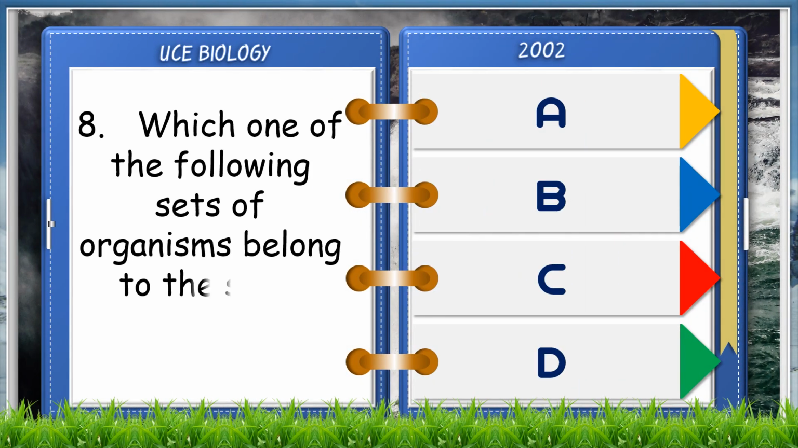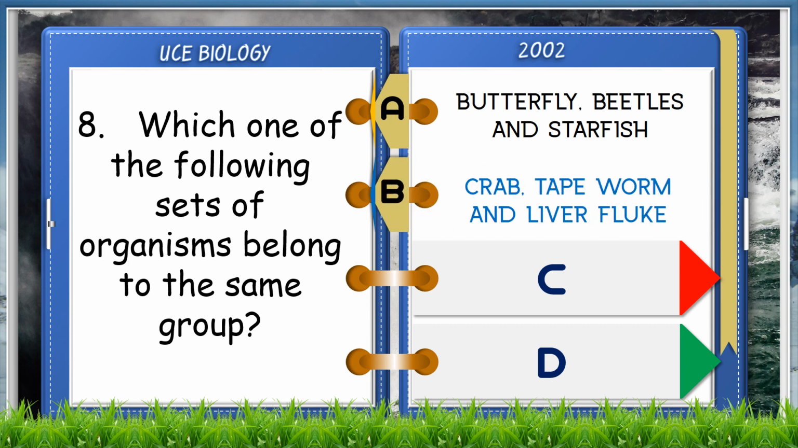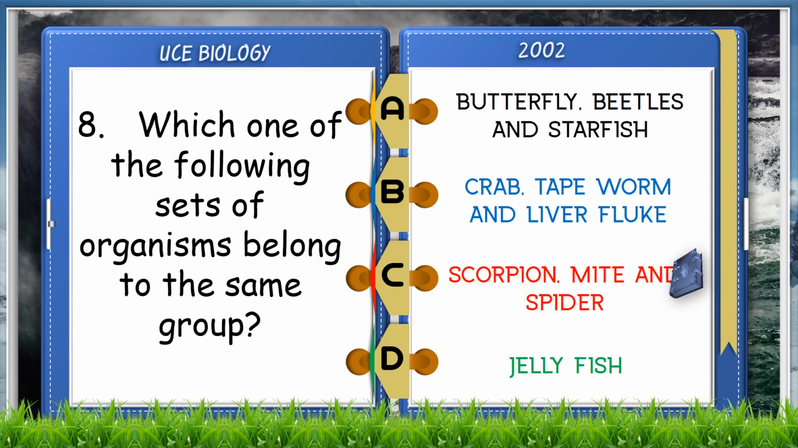Which one of the following sets of organisms belong to the same group? A. Butterfly, beetle, and starfish. B. Crab, tapeworm, and liverfluke. C. Scorpion, mite, and spider. D. Jellyfish. The answer is C. Scorpion, mite, and spider.